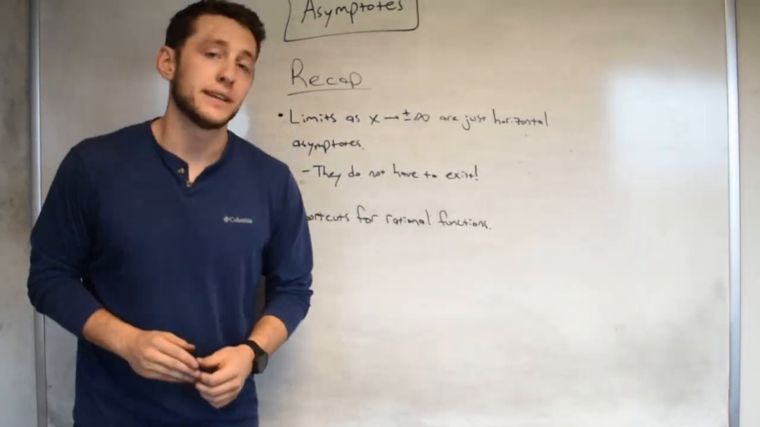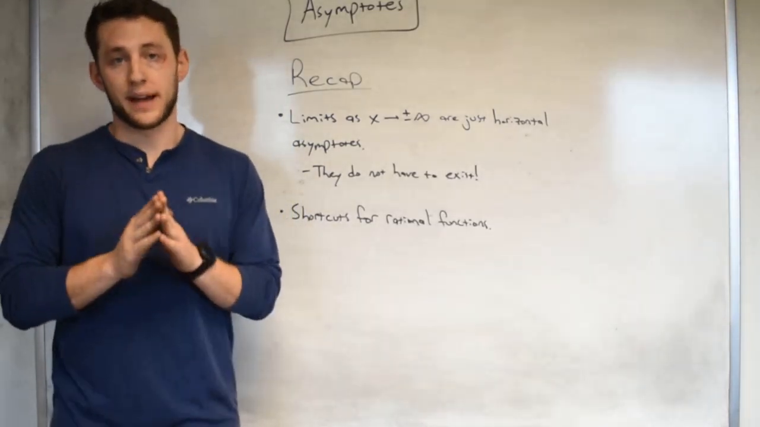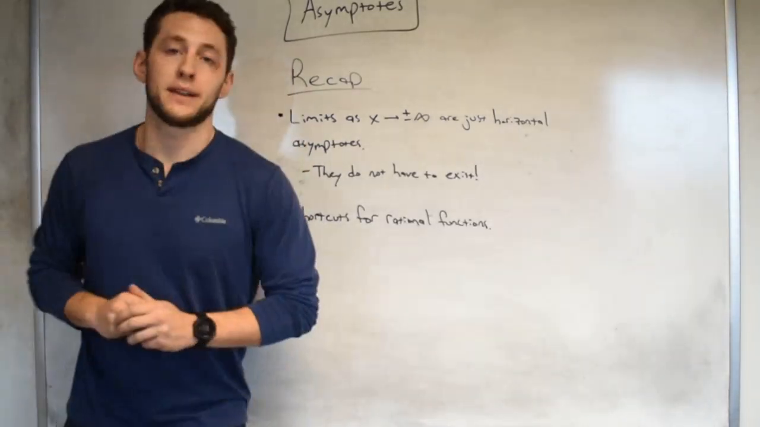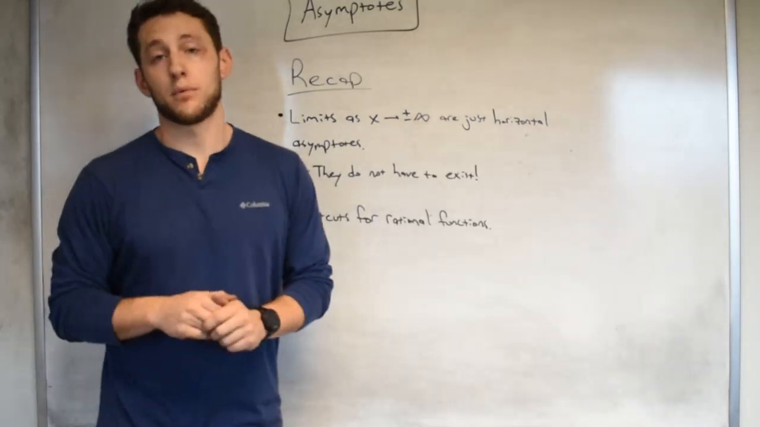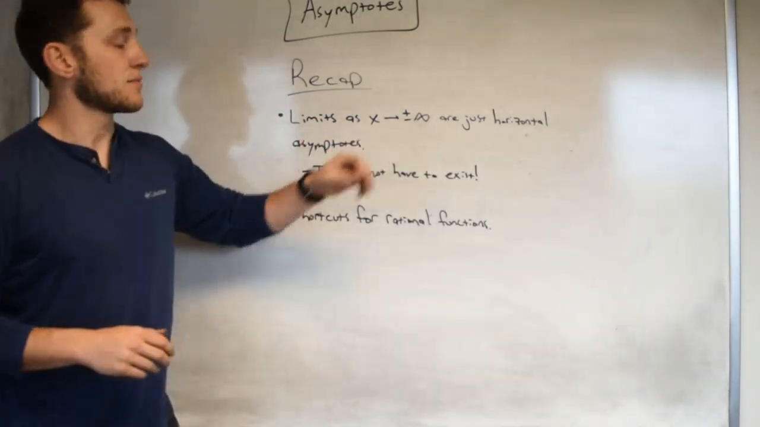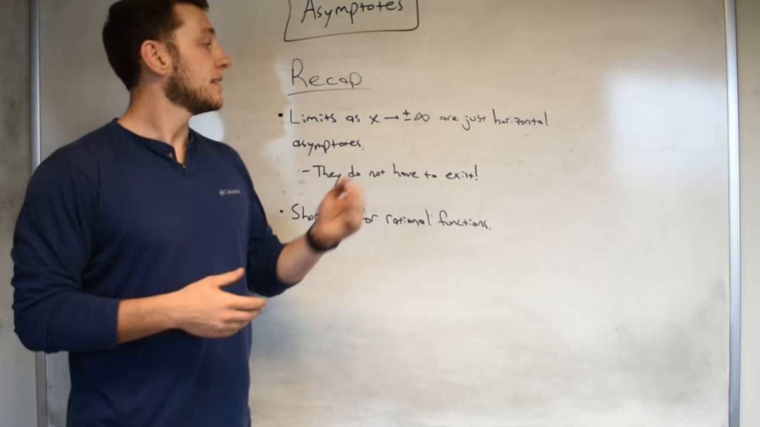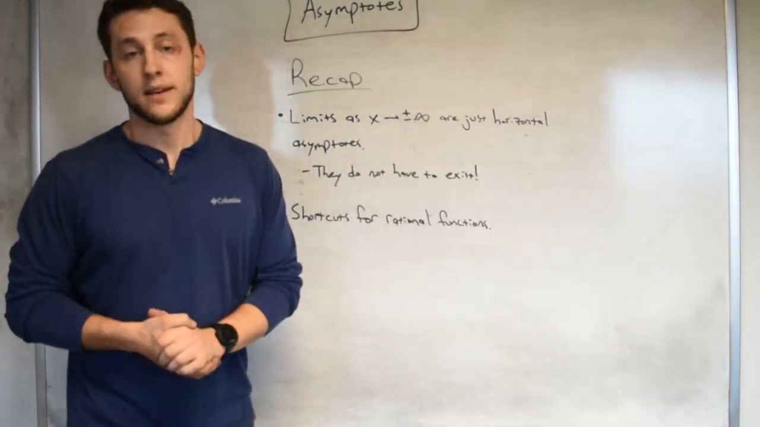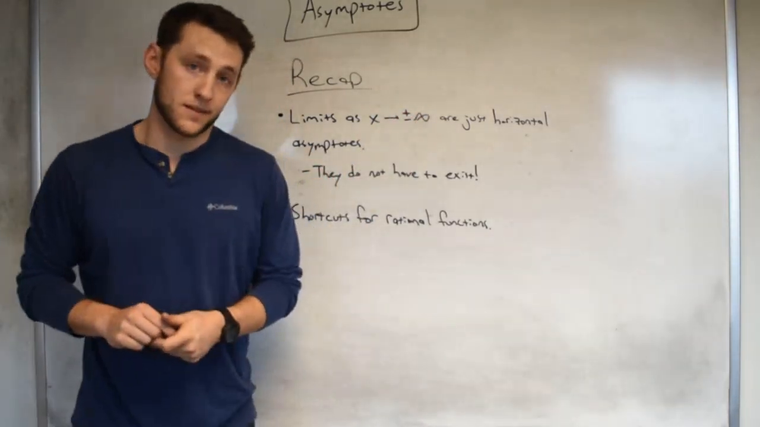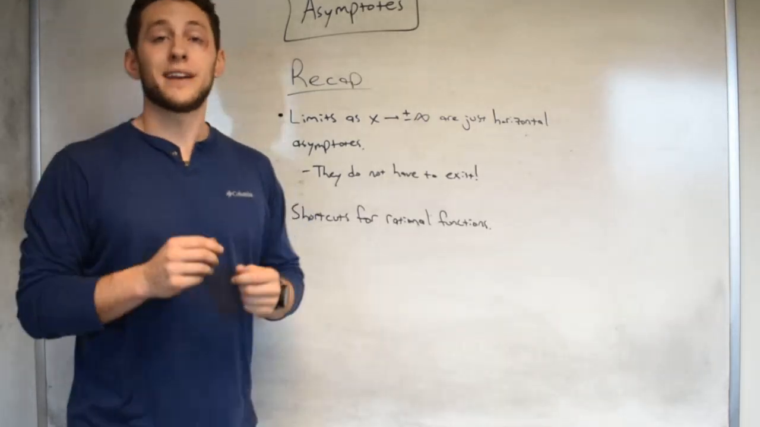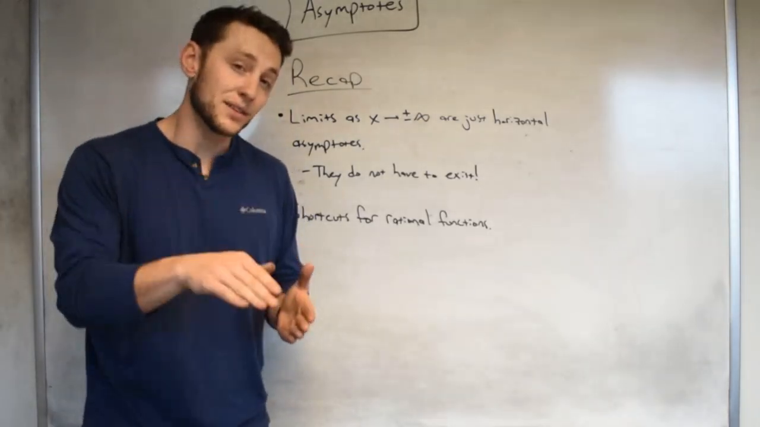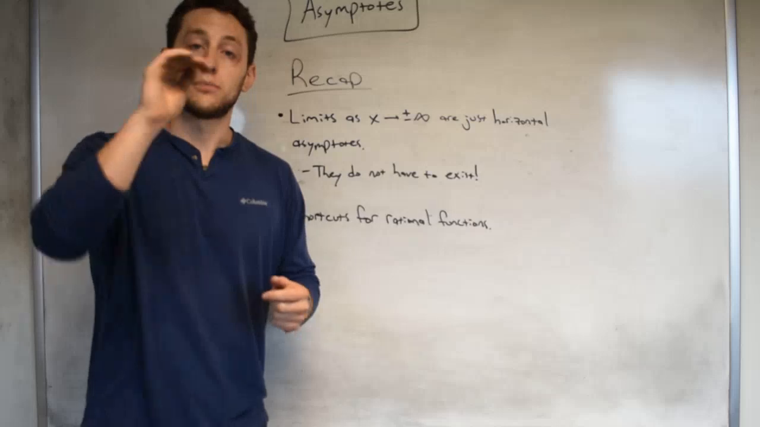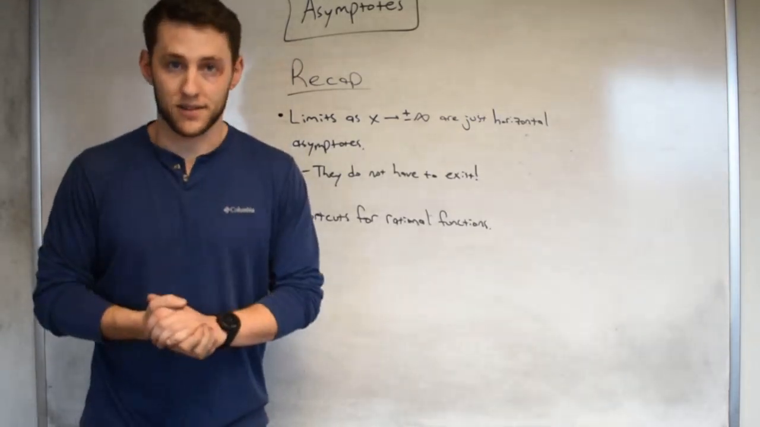Hey y'all, thanks for tuning in today as we talked about horizontal asymptotes and how we actually mathematically define them. As a quick recap, what we discussed today was limits as we approach plus or minus infinity. These were just horizontal asymptotes. They were not obligated to exist. For instance, a limit is defined only if you actually settle on a particular y value. If you bounce back and forth, it might not exist.